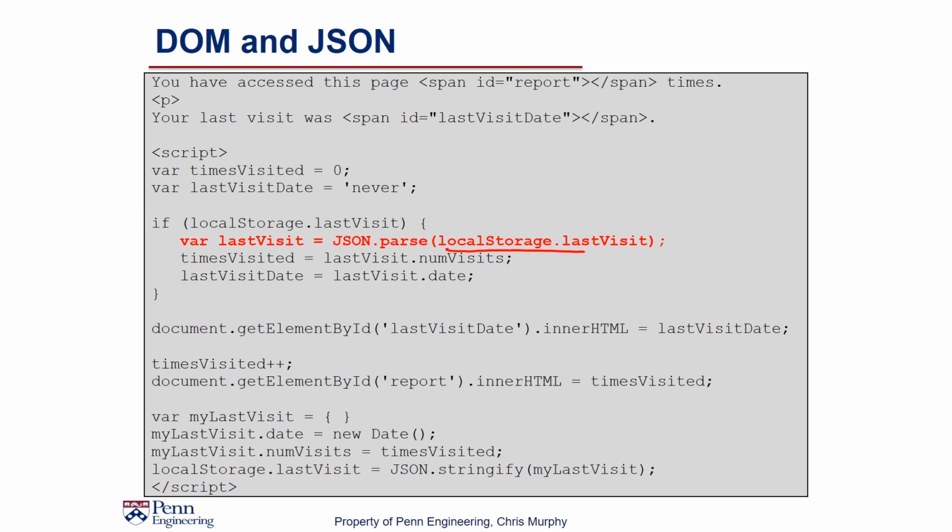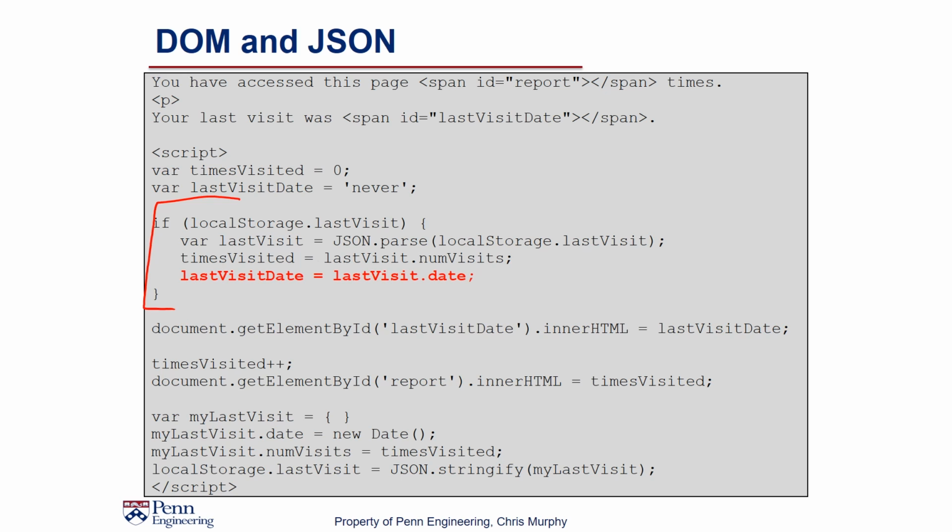We'll get that JSON representation out of local storage. We'll use the JSON.parse function to return this object, which we'll call lastVisit. lastVisit will have a numVisits property, and we'll set timesVisited equal to lastVisit.numVisits. Likewise, lastVisit will have a date property. We'll set lastVisitDate equal to that value. So all of this code here is just reading this JSON object out of local storage.